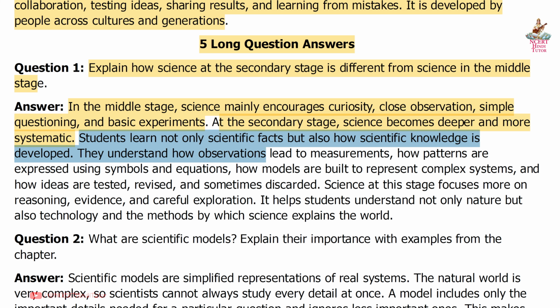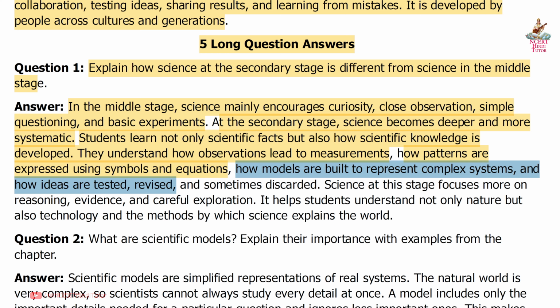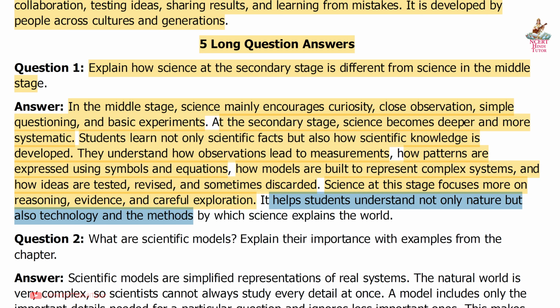They understand how observations led to measurements, how patterns are expressed using symbols and equations, how models are built to represent complex systems, and how ideas are tested, revised, and sometimes discarded. Science at this stage focuses more on reasoning, evidence, and careful exploration. It helps students understand not only nature but also technology and the methods by which science explains the world.